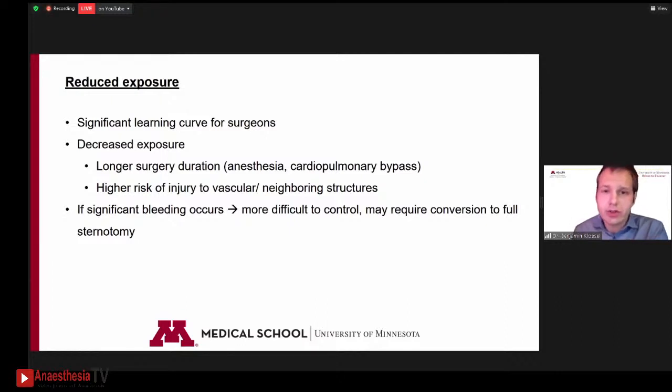So again, longer surgery duration, and that involves anesthesia and cardiopulmonary bypass, and higher risk of injury to vascular and other structures. Now, the other part here is if significant bleeding occurs, it is typically more difficult to control given the restriction in space, and there is a potential that bleeding might require conversion to a usual sternotomy.